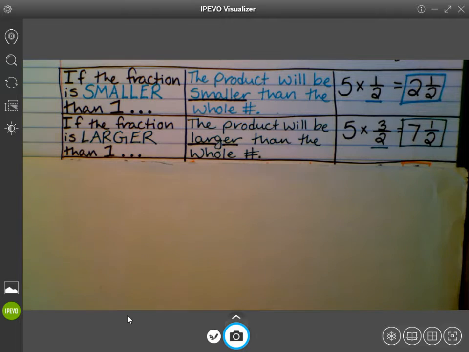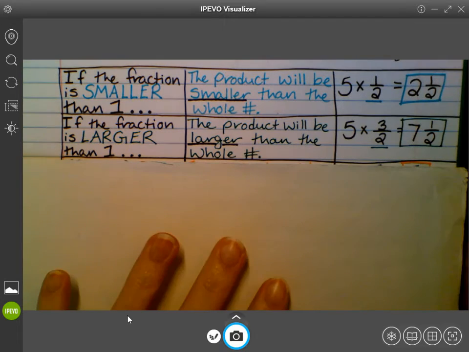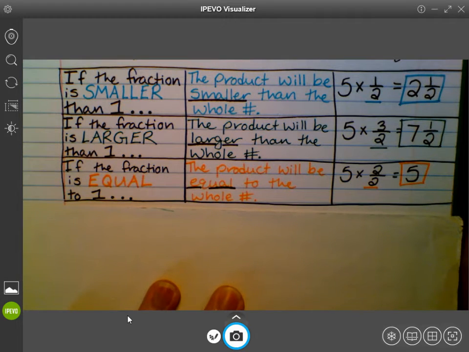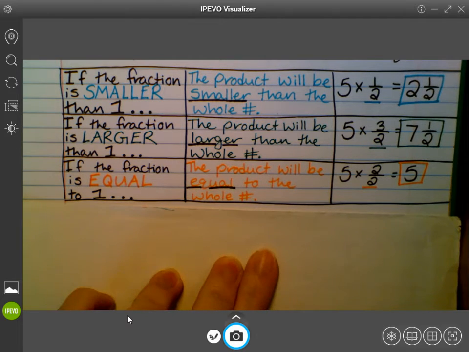So our first row says that if the fraction is smaller than 1, the product will be smaller than the whole number. Our second row says if the fraction is larger than 1, the product will be larger than the whole number. Raise your hand if you can predict what our third row is going to say. What do you think our third row is going to say, Chanel? Fraction equal to... you got it. Our third row: if the fraction is equal to 1, the product will be equal to the whole number.